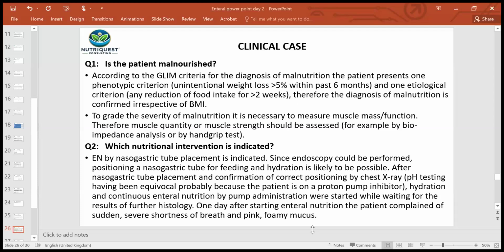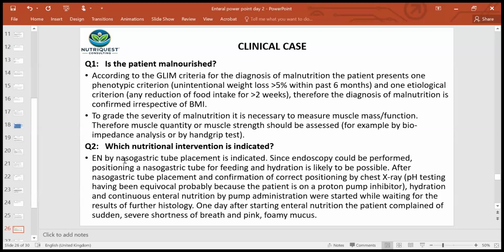Unfortunately, answer 2, you missed it. Anyway, don't worry. To grade the severity of malnutrition, it is necessary to measure muscle mass function. I know you know this. Therefore, muscle quantity or muscle strength should be assessed, for example, by bioimpedance analysis or by hand grip test. So again, that is something you also need to check. If they are too weak to press the hand grip, then you know that they have muscle weakness.